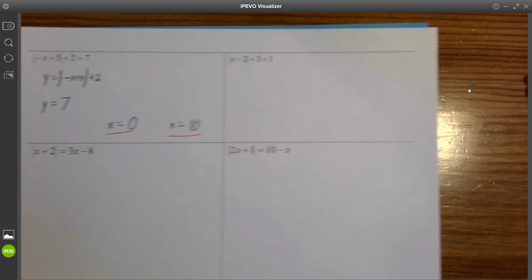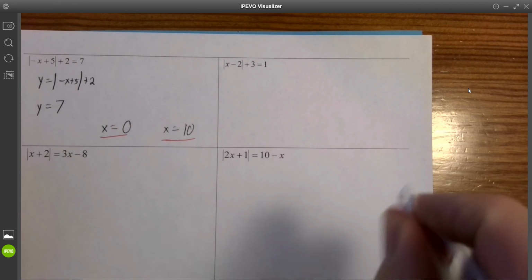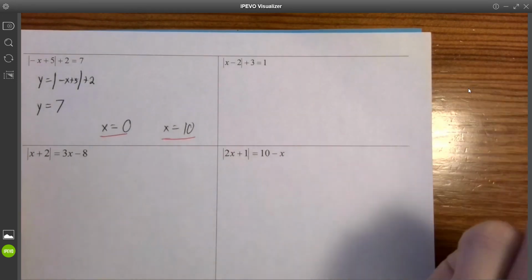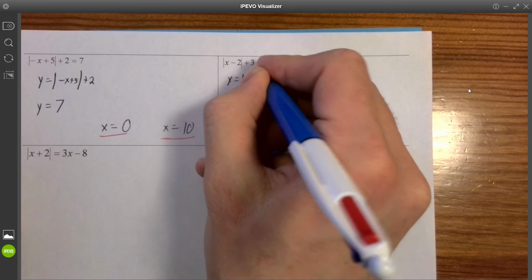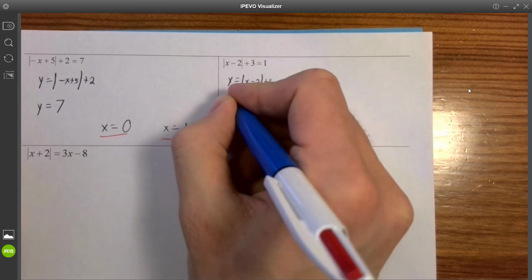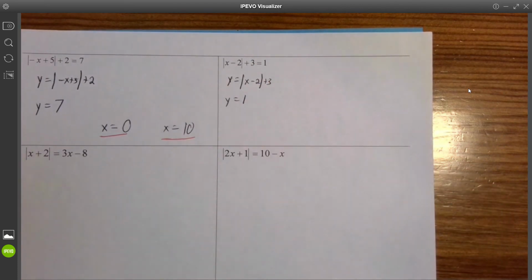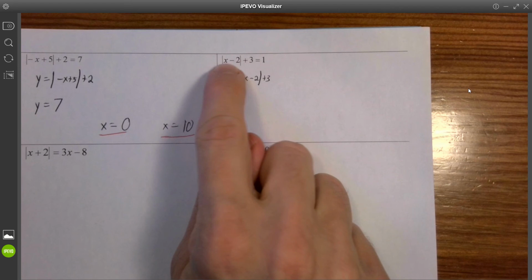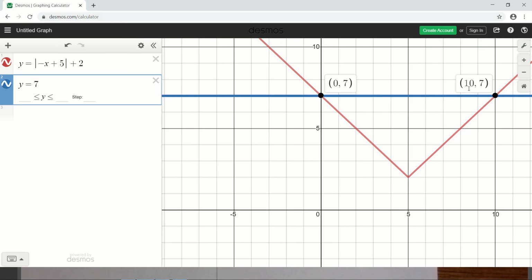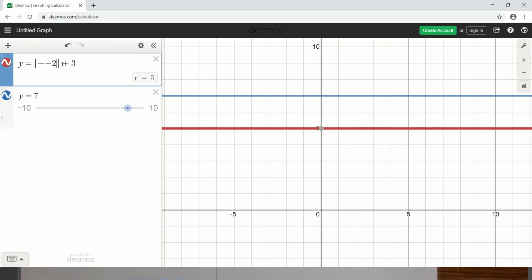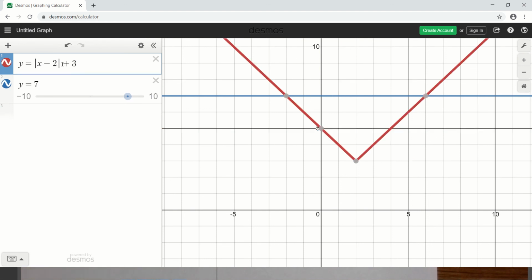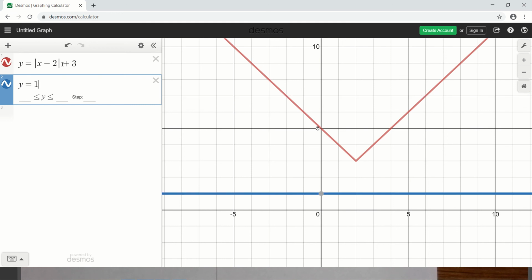Okay, let's do the next one. That was my maniacal laugh because I know what's happening on this one. Something crazy is about to happen. Let's graph it, see what happens. Okay, so y equals the left, y equals the right, find out where they intersect. I'm not good at my maniacal laugh, am I? I'd be a terrible evil scientist. Maybe I'd be a better evil mathematician.